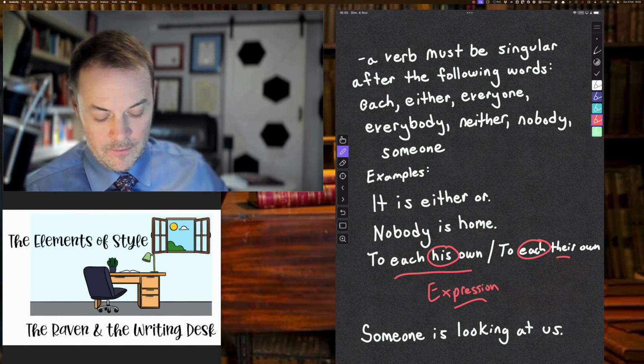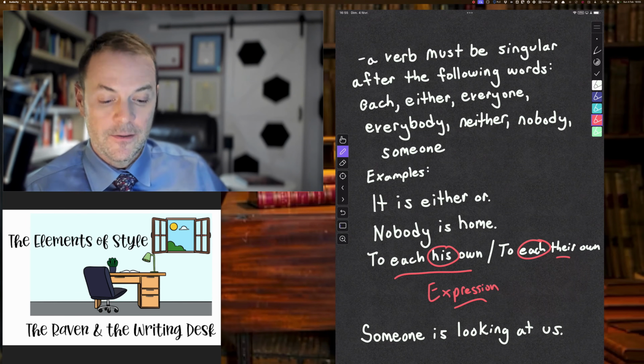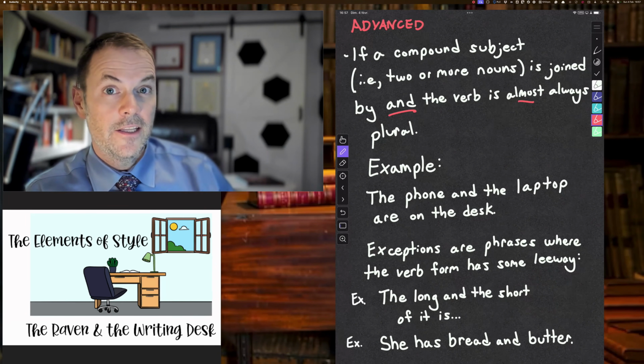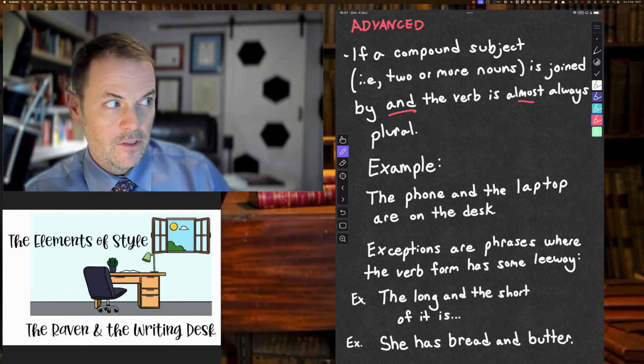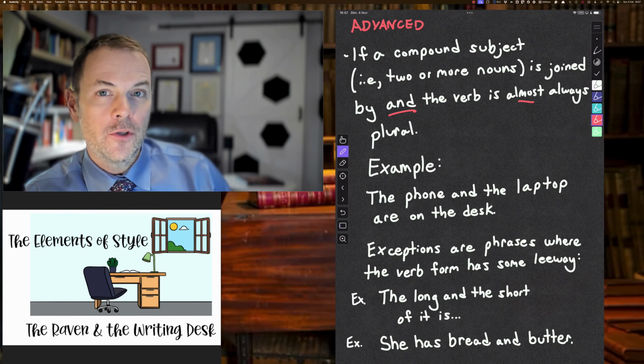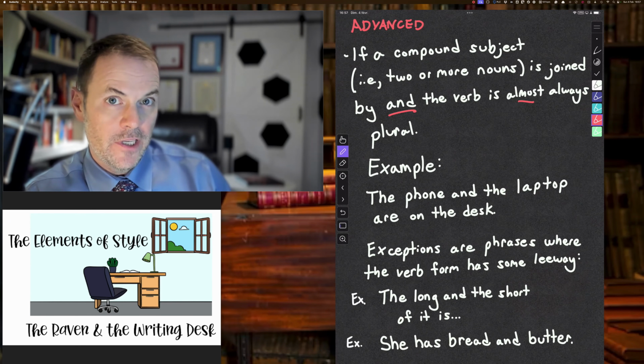Moving on, same idea, someone is looking at us. Now listen carefully to this one. If a compound subject, i.e. two or more nouns, is joined by the word and, the verb is almost always plural. For example, the phone and the laptop are on the desk.